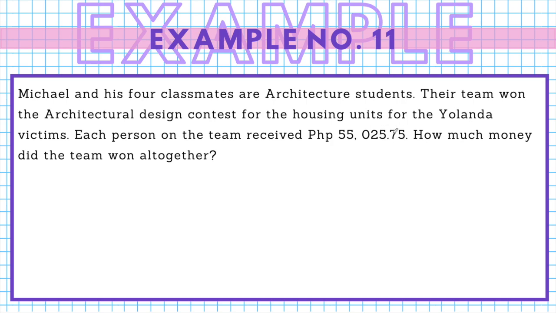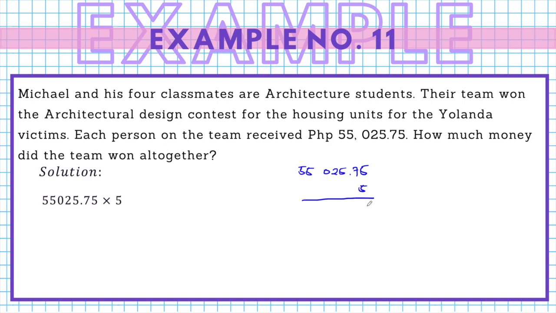Now, if you want to know the total amount, and we know that there are 5 members in the group, we just simply multiply 55,025.75 pesos. So we write 55,025.75 pesos, and then we write 5 here. In multiplication, it doesn't really matter if the decimal points are aligned, although you can, but we're going to apply the number of decimal places that we have here and apply it with the product that we will have later on.